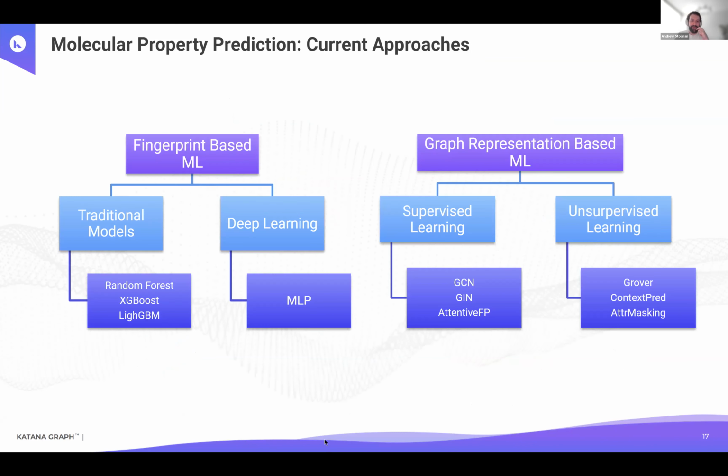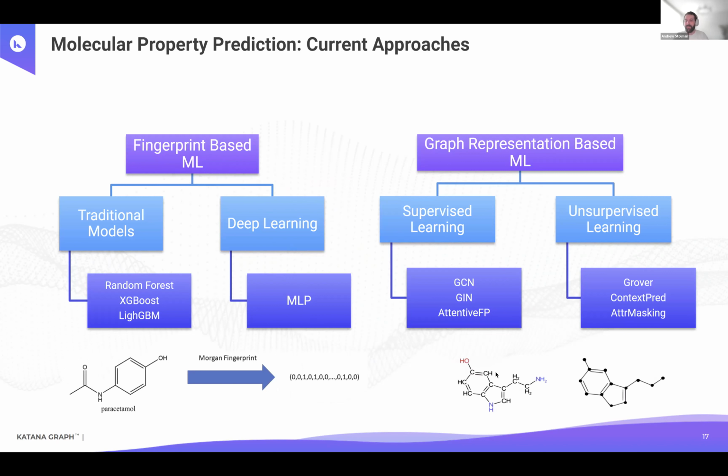So just to give you a quick taxonomy of the methods that were already there. These are the fingerprint-based ML methods. These include XGBoost and MLP, and the basic idea is you take a molecule, you convert it to a fingerprint, and do machine learning there. For the other group of methods, you take a molecule and you convert it to a graph. And this covers methods like Attentive FP, GROVER, and attribute masking.